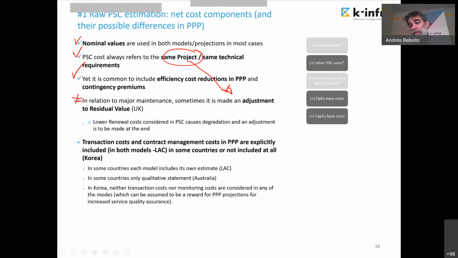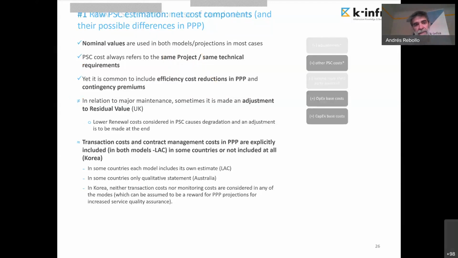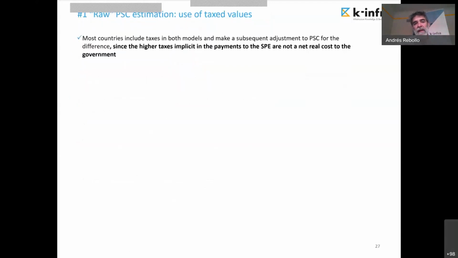When we talk about adjustments, we will come back to this. Okay, still in the raw PSC estimation, what about taxes? Okay, this is pretty much in real life. Basically, all of the countries that I saw include taxes in both models.